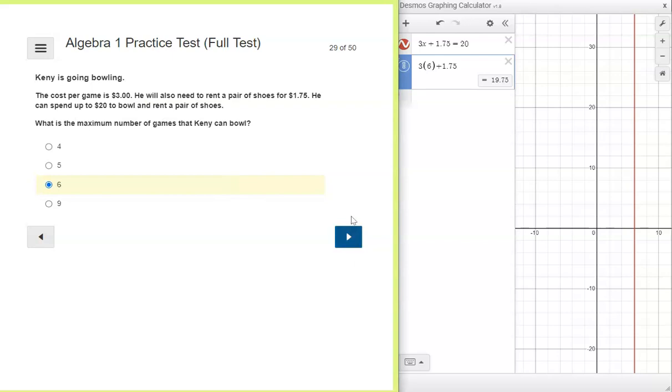Usually on the word problems, if you have just one variable, then it'll look like this. You'll have the slope times X, and then you have some sort of flat fee here.